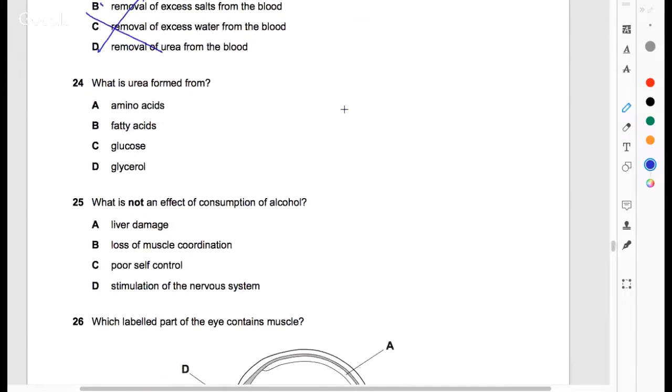What is urea formed from? Amino acids, fatty acids, glucose, or glycerol? So urea and the urea cycle is what happens when you have to use proteins for energy, and proteins are made of amino acids. So urea is formed from amino acids, not these.